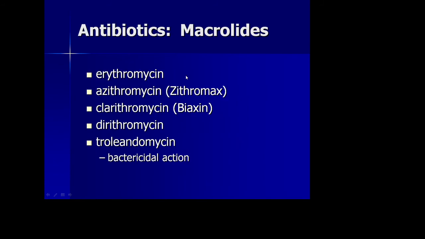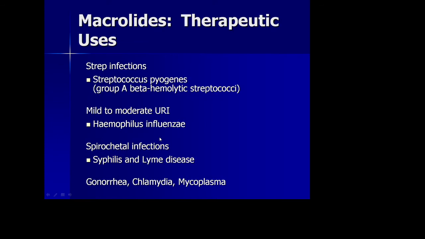And next is macrolides. It is a similar kind of antibiotic to tetracycline, right? It includes erythromycin, azithromycin, and clarithromycin. The word mycin is used as a suffix in these antibiotics, so it is useful for remembering this class, right? It has bactericidal action. Next is the use of these antibiotics, mainly in Streptococcus pyogenes, which is a group A beta-hemolytic streptococci.